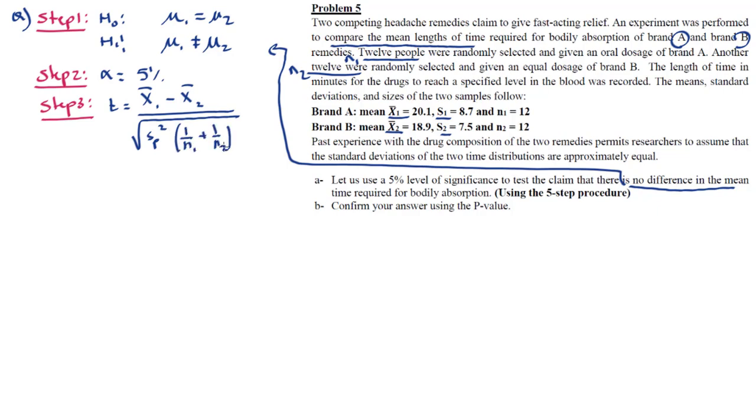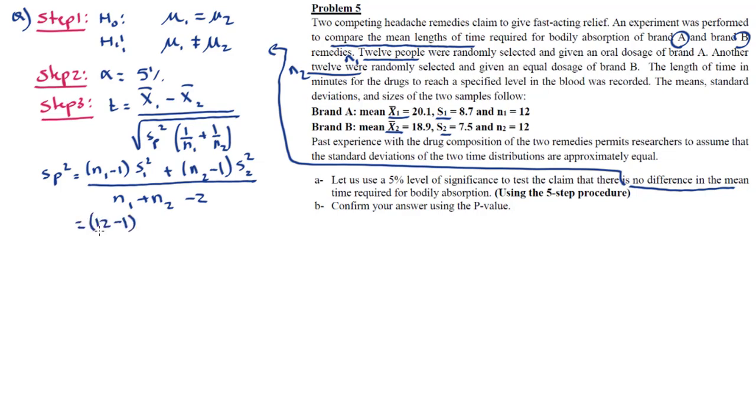Step 3, we calculate T. We use the second formula since the standard deviation of the population is unknown, but they are assumed equal as stated in the given. That will lead us to a T calculated of 0.362.